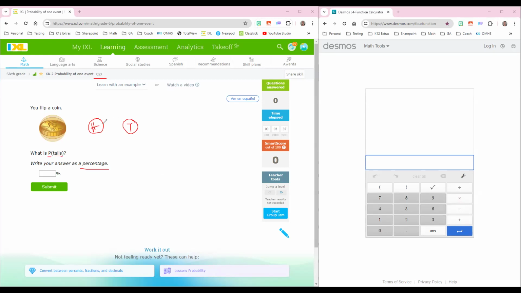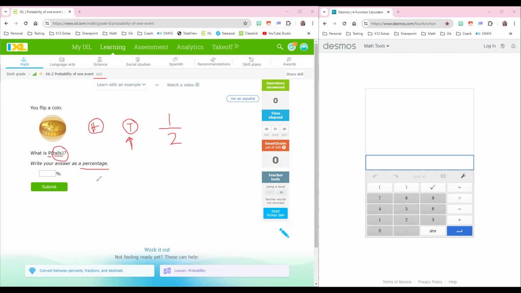So when we have a coin here, one side's heads and one is tails, and we want the probability of you flipping it and it landing on tails. Well, there's only one side of the coin that's tails, so that's going to be our numerator. And then there are two total options, two total sides to the coin. So as a fraction, 1/2 is our probability.